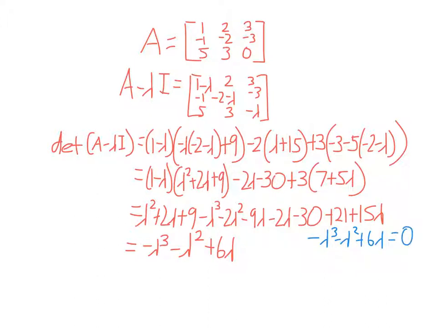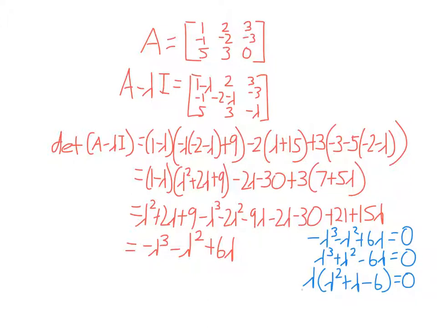So to make this easy, I'm going to multiply each side by -1, and I end up with something like this. So to solve for lambda, I can factor out lambda because it's in each term. And then what will be inside the brackets is a quadratic that I can further factorize.